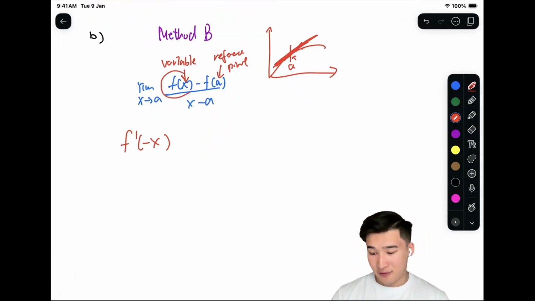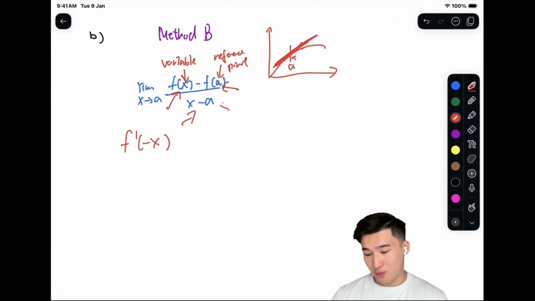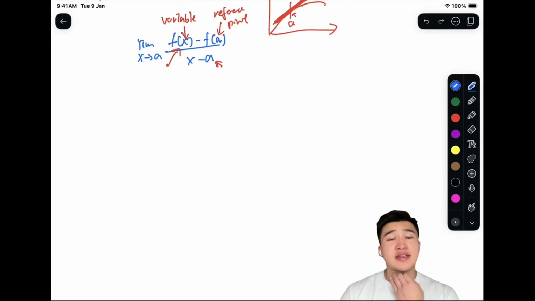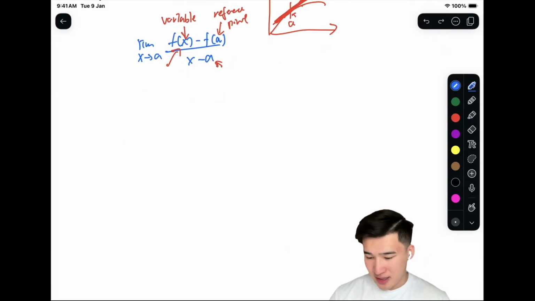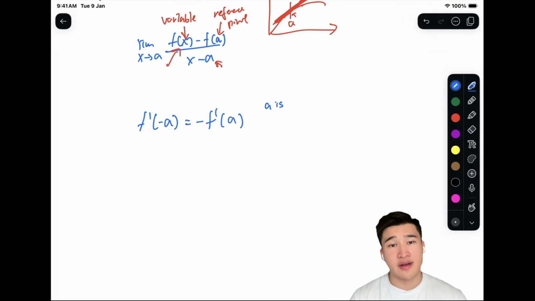It's not going to be a variable. This is a move. Whatever is inside is our reference point, so it just stays the same. So these two terms, we're not going to change, but we're going to change the reference point, which is where we want to know the slope of the tangent. So this time, instead of saying f prime x, we can just say f prime negative a is equal to negative f prime a. So a is all values, okay?